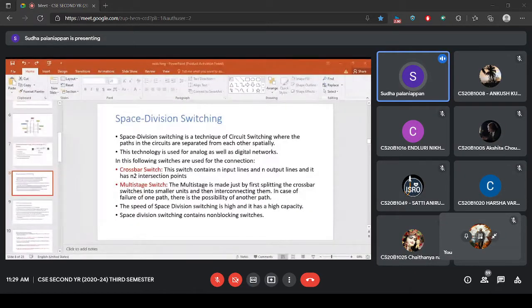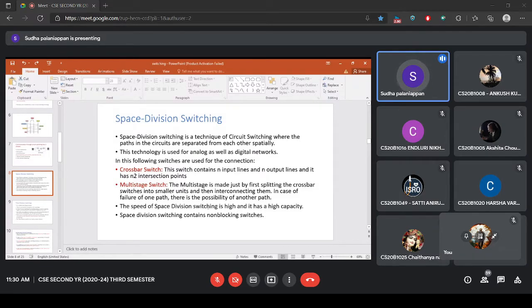Okay, let's move to space division switching. There are two types, right? One is crossbar and another one is multi-stage. In crossbar, we have n input lines and n output lines, arranged in a matrix form. For each intersection, you will have one switch, right? And multi-stage is made by first splitting the crossbar switch into smaller units and then interconnecting them.